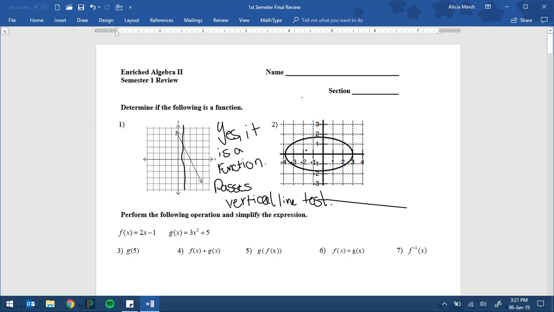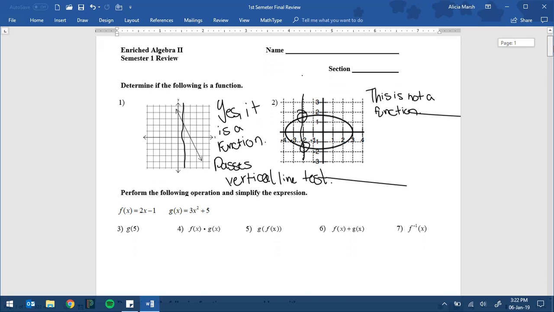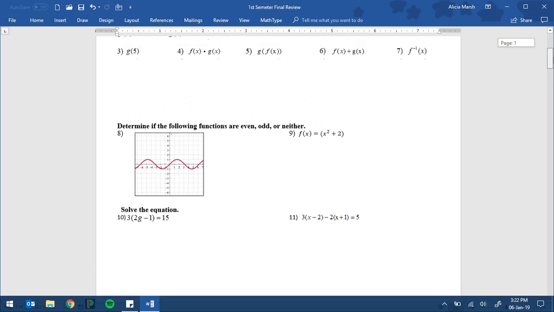Looking at number 2, however, notice if I draw a vertical line right here, we're going to cross over twice. Big no-no. So this is not a function. So you don't want to use this one. This one's not a function. Doesn't pass the vertical line test would be the reason for that. Let's scroll down here to the next set.